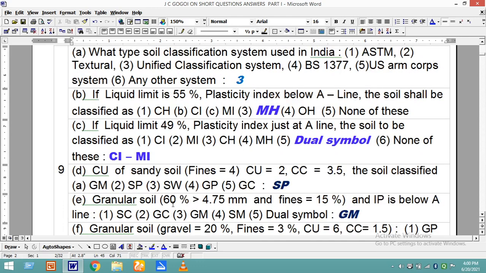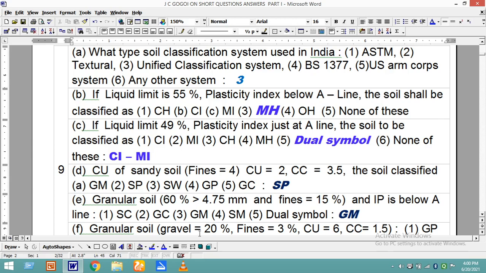Granular soil having 60% greater than 4.75 mm, fines 15%, and IP is below the A line. What will be the group? The given answers are SC, GC, GM, SM, or dual symbol. Here you see, since more than 50% is gravel and fines is 15%, but it is below the A line, so it is gravel and silt. Silty gravel, GM.